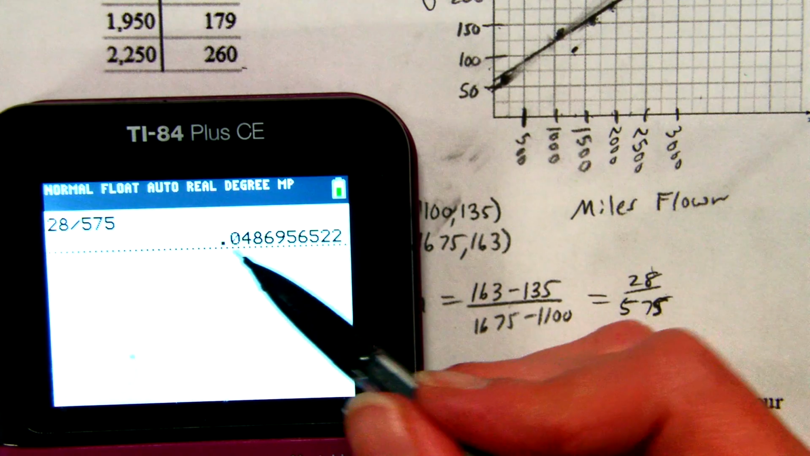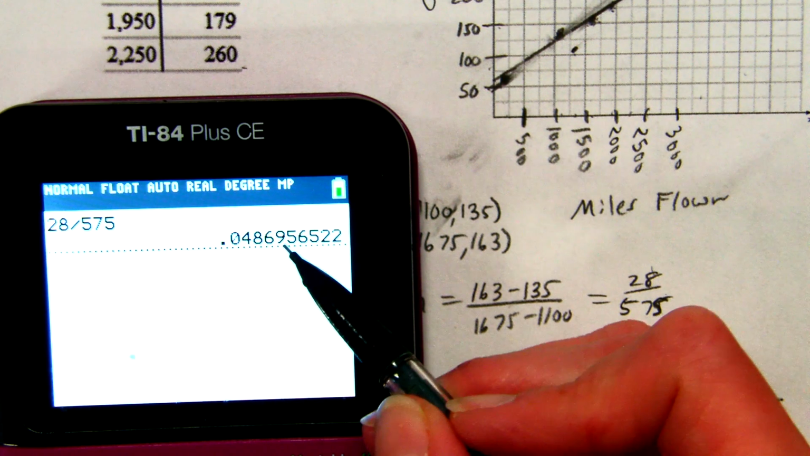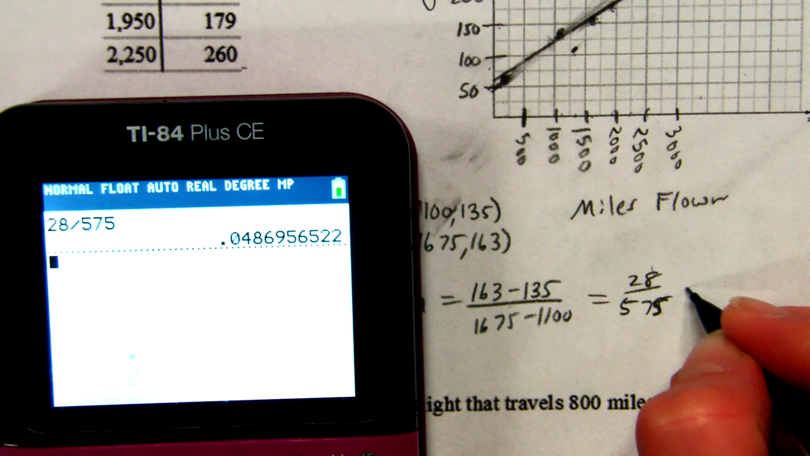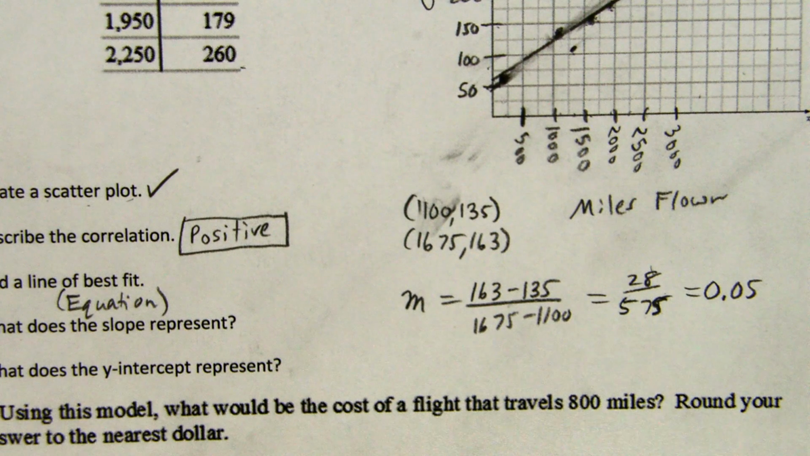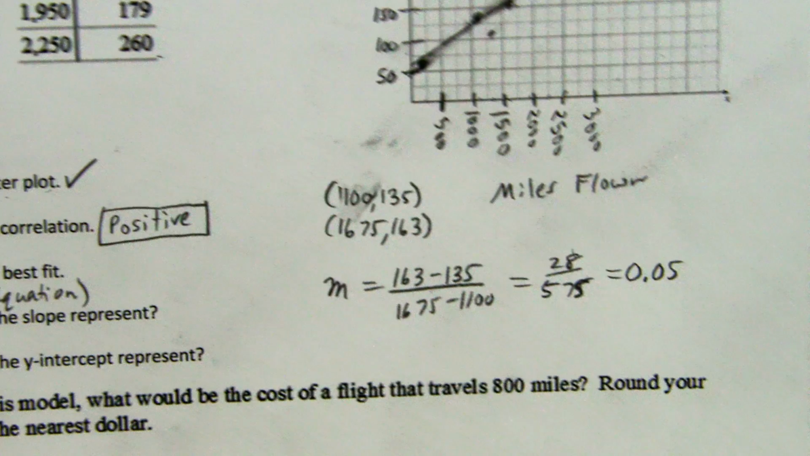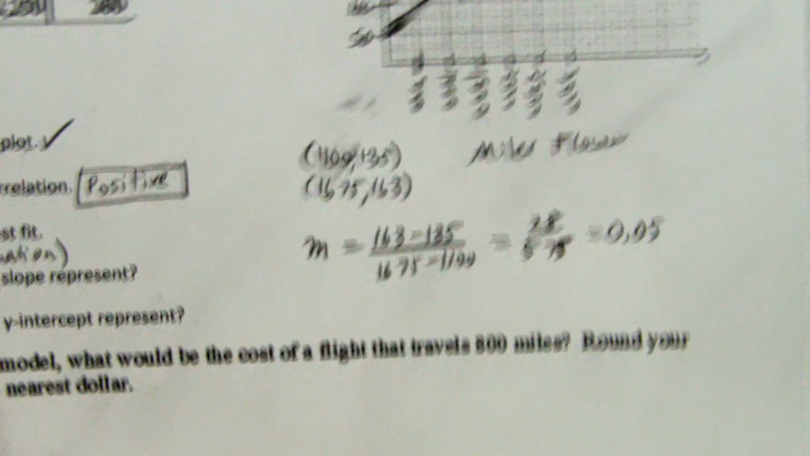I think I'm going to keep a couple decimal places. So see where that 4 is? The next number is an 8. I'm going to round the 4 up to a 5 and get 0.05 for my slope. And I didn't space this very well, but that's okay. I'll just write small. We'll zoom in.